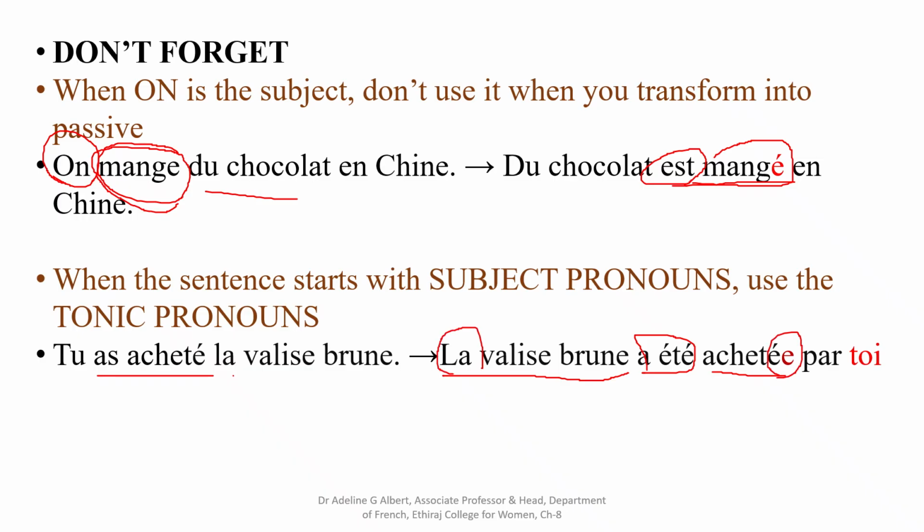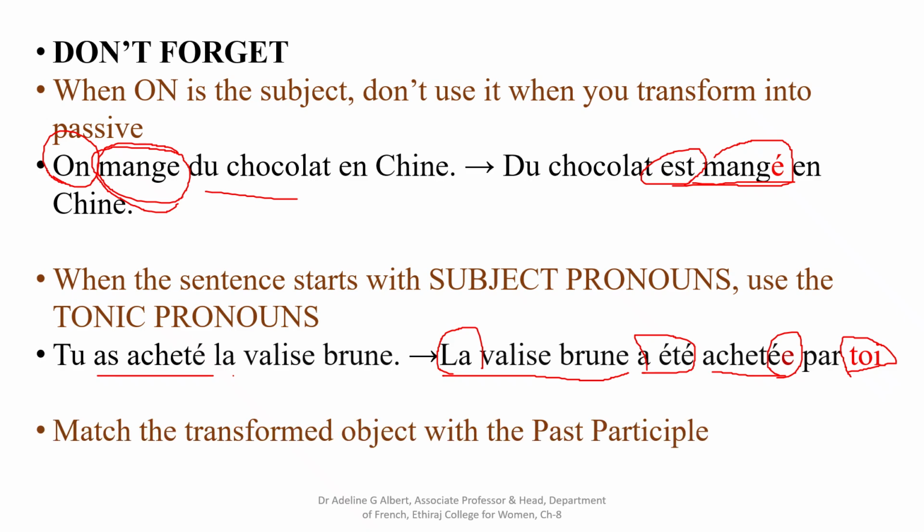And I cannot put tu at the end of the sentence. Instead of that, I change it into the tonic pronoun, which is toi. La valise brune a été achetée par toi. D'accord? So match the transformed object with the past participle. So remember these three things. On you cannot shift. Subject pronouns become tonic pronouns when you shift them. And your past participle should match your new subject.